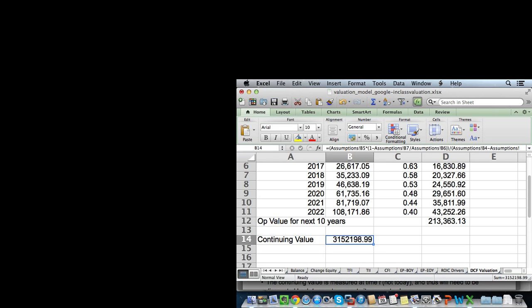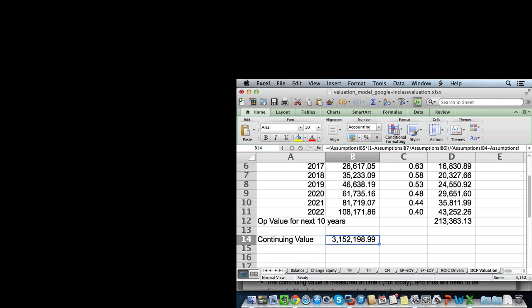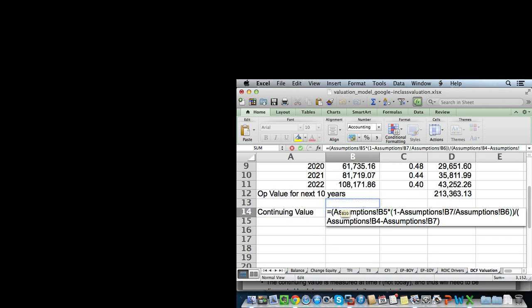A really big number. 3 billion. Okay. How about that? That's basically the formula that you need to get in with the correct order of operations.